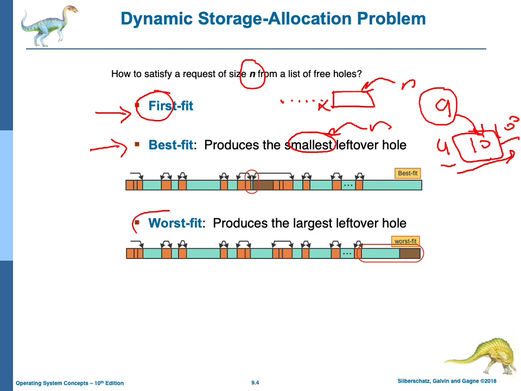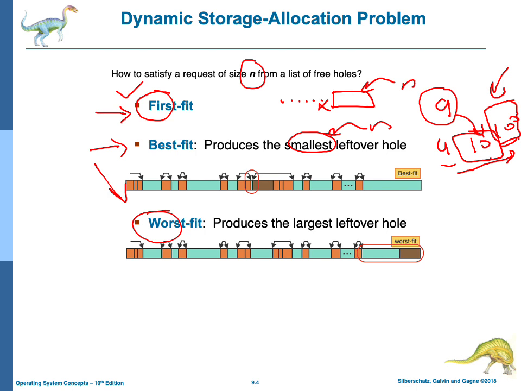Now the worst fit is the opposite. It will find the largest hole where process P can fit, which is in this case 100. Okay, so first fit is efficient, but it doesn't make good use of memory, whereas best and worst fit do involve searching the entire list of free holes to find one.